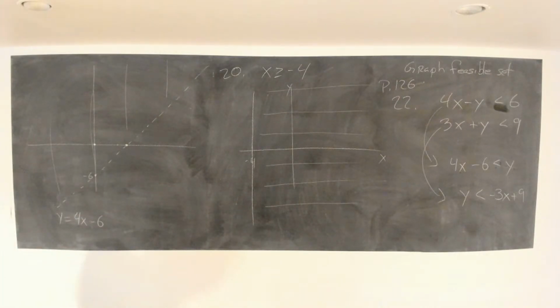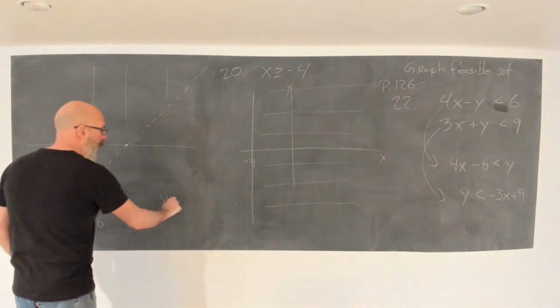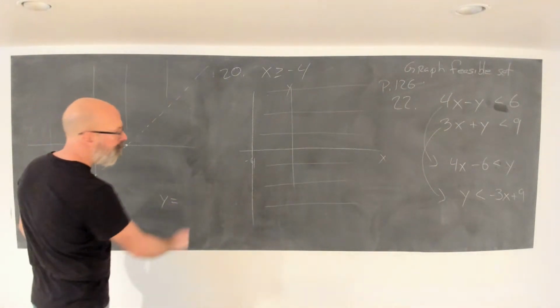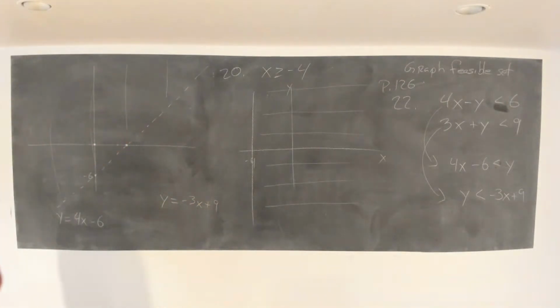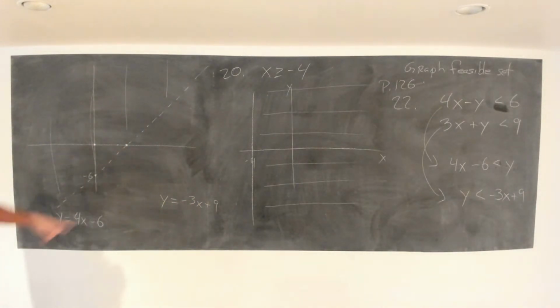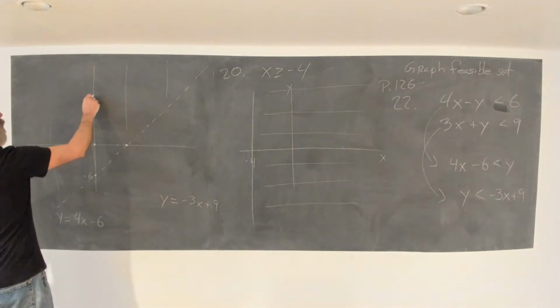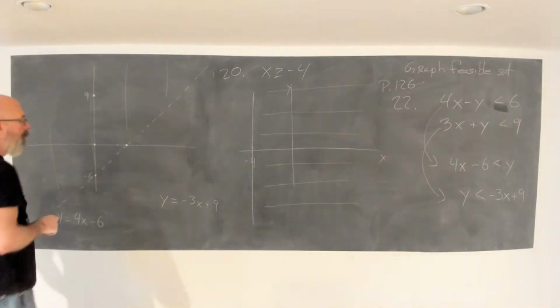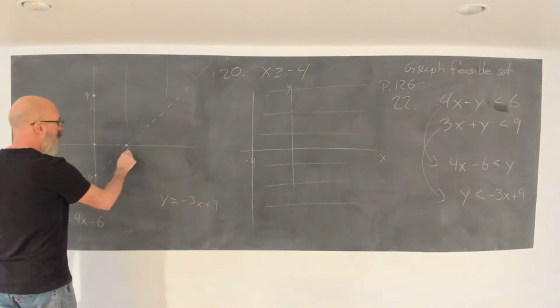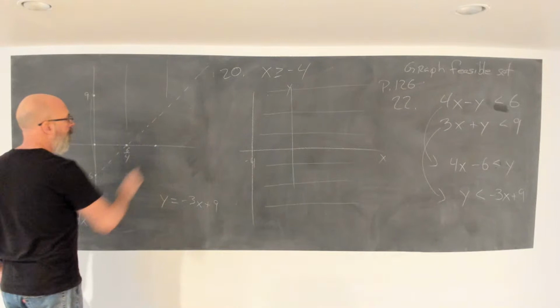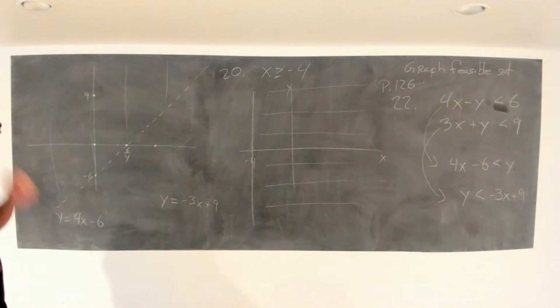Let's graph the other one. The other one, y equals minus 3x plus 9. Y-intercept of 9. X-intercept of 3. Remember that this was 6 over 4, so 3 is bigger than that.